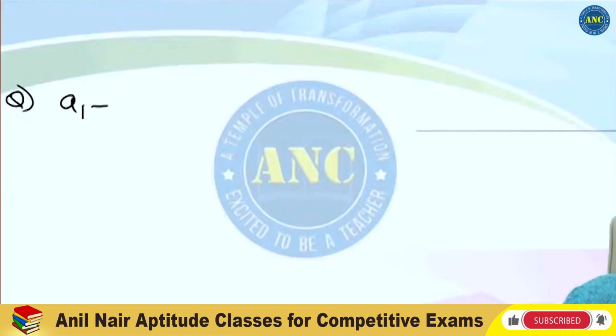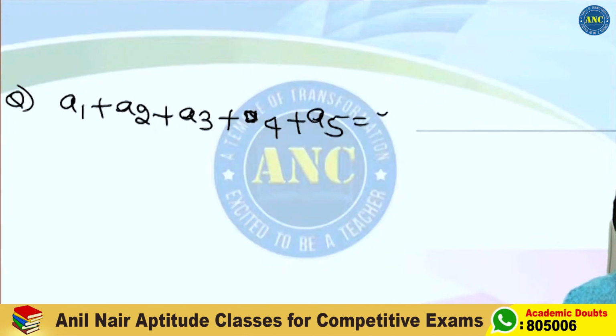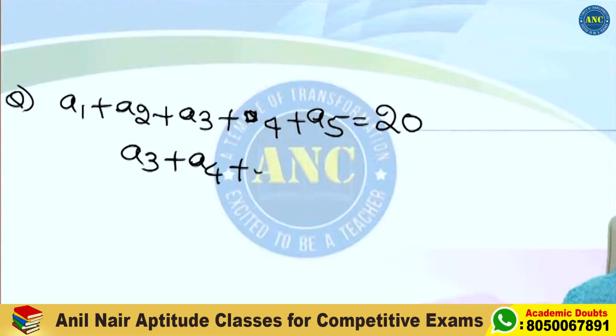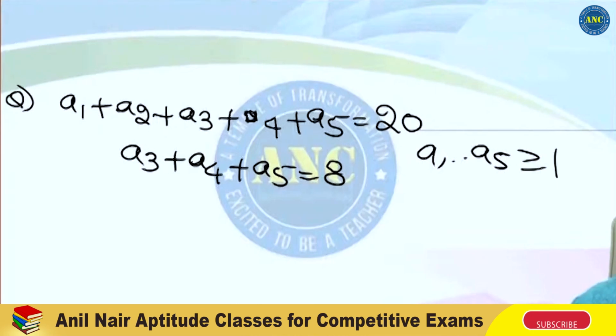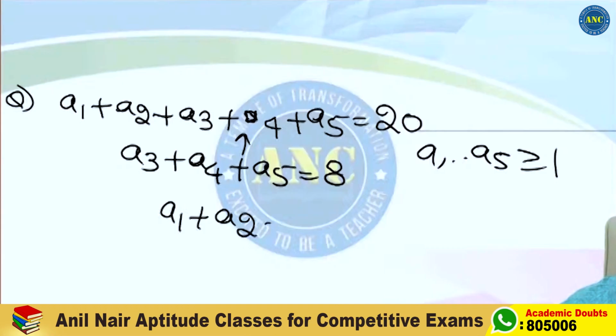Next one, another model. A1 plus A2 plus A3 plus A4 plus A5 is 20. A3 plus A4 plus A5 is 8. A1 to A5 are all greater than or equal to 1. Find the number of natural number solutions. Natural numbers all start with 1. These are two equations. The first equation contains the second equation's variables. Substitute that value. A1 plus A2 is nothing but 12.